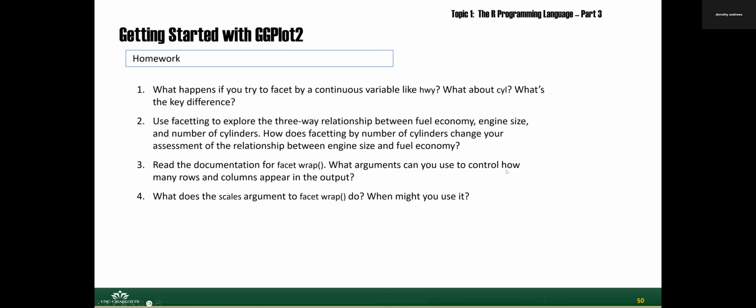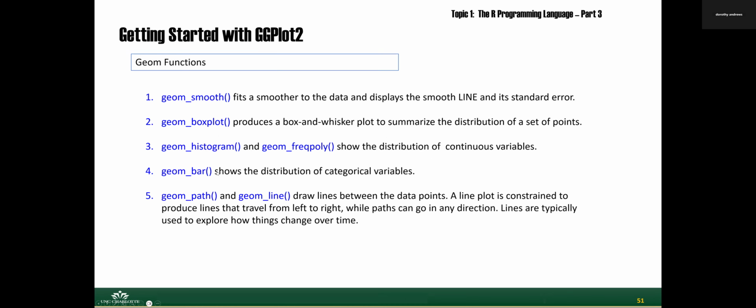Then what arguments can you use to control how many rows and columns appear in your output? That's just a fact. You have to read the documentation to understand that. And then what does the scales argument do for facet wrap, and when might you use it? So again, I'm asking you to look at the documentation to address questions 3 and 4.